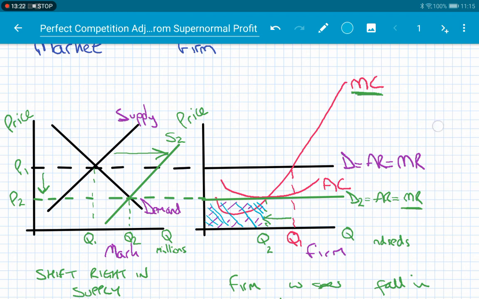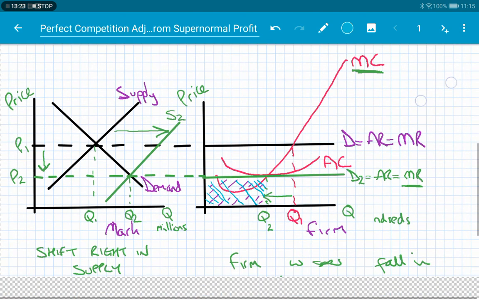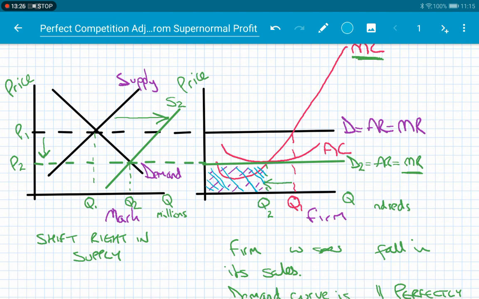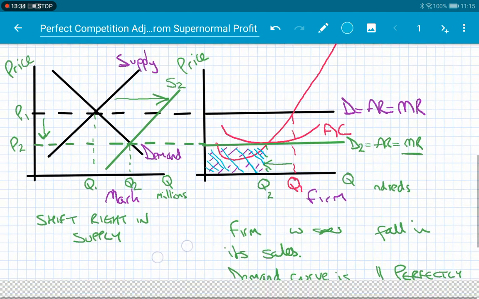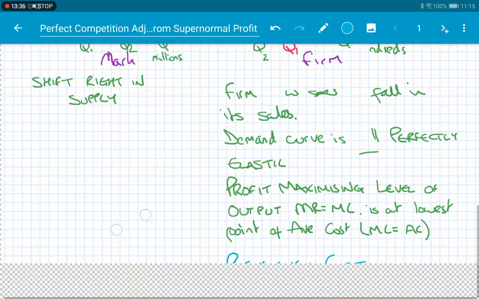What we'll look at next in the next session is how these diagrams might change if firms left the market. Okay, but for the time being, there's quite a lot of information there. Make sure that you're comfortable with that.